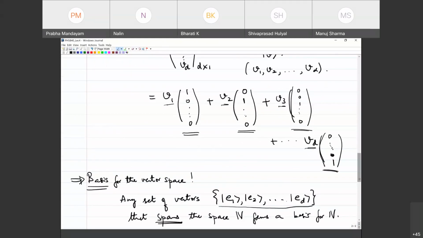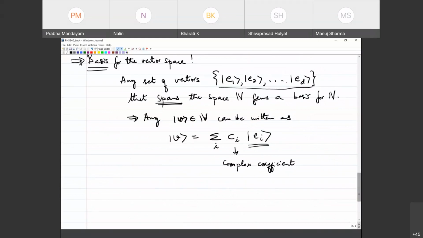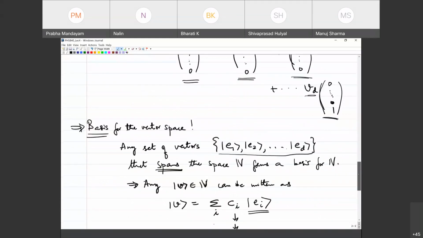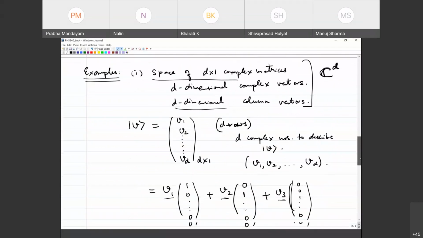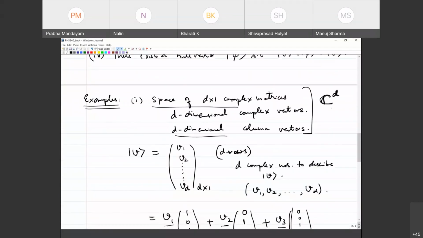And if you recall, what we did with the qubit was essentially identify the logical 0 and the logical 1, or the bit 0 and the bit 1 of the qubit space. We associated it with two such basis vectors, right? That was a two-dimensional complex linear space. So we had just two such vectors which were required to describe every other vector in the space, right? Okay, so this is one simple example, the space of d-dimensional complex column vectors, right?